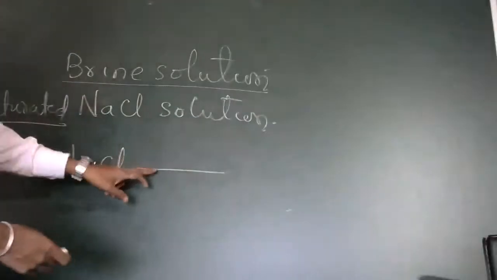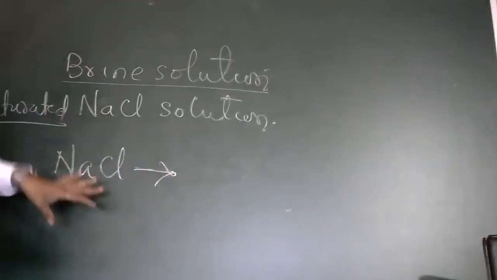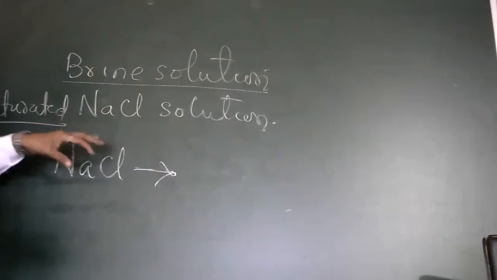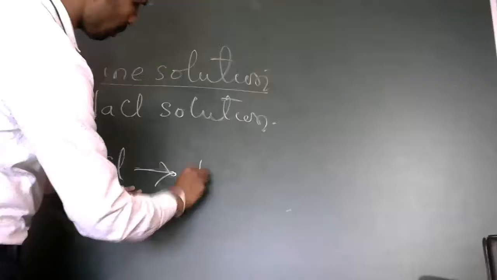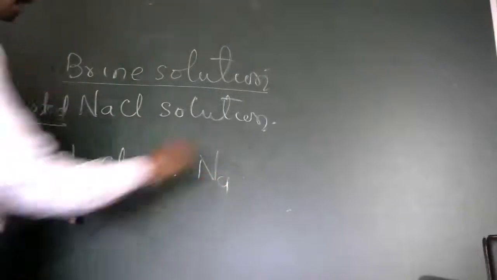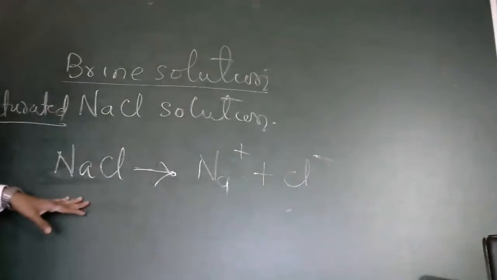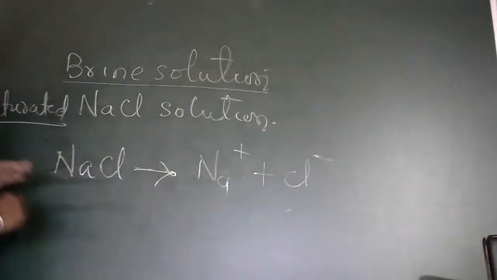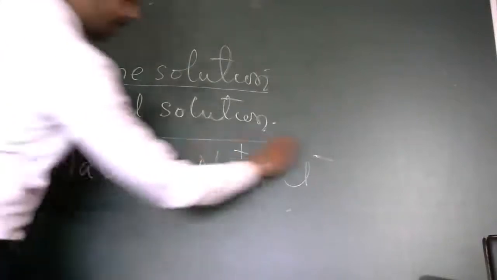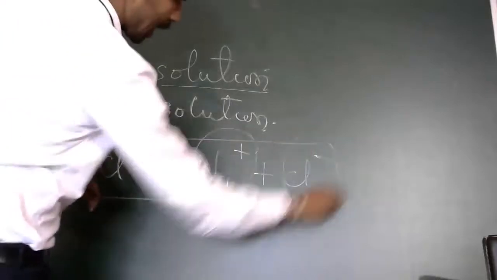NaCl. When electricity is passed through a solution of NaCl, that is brine solution, it decomposes. Na+ is formed, then Cl- is formed. This will happen actually. Say this is a cation and this is an anion.